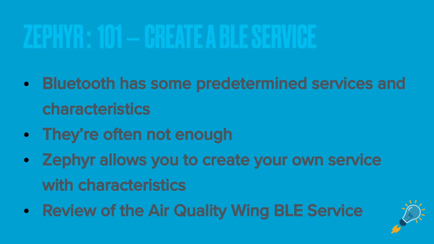What we'll be doing is reviewing how I created the air quality wing BLE service, which you could connect to with a phone or maybe another central device, maybe like an nRF52 acting as a central. There's a couple different ways you can do it.